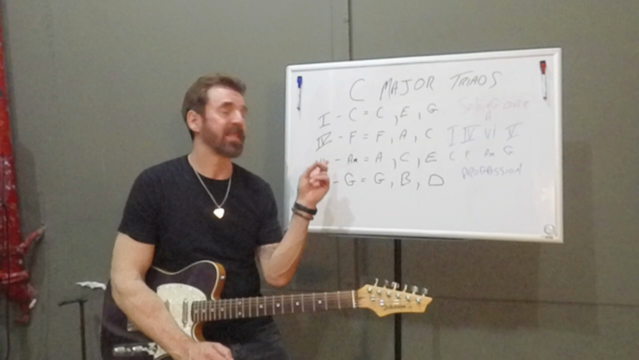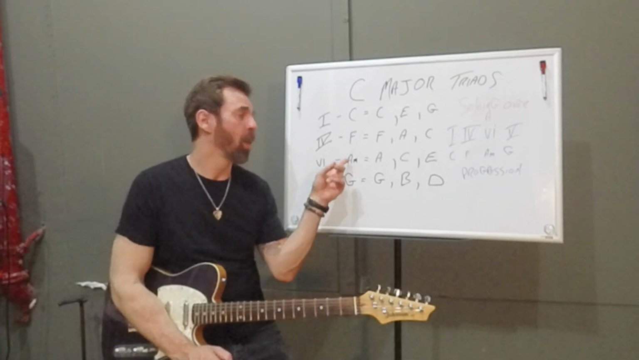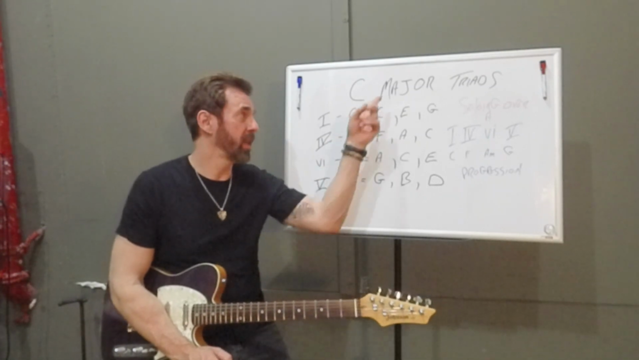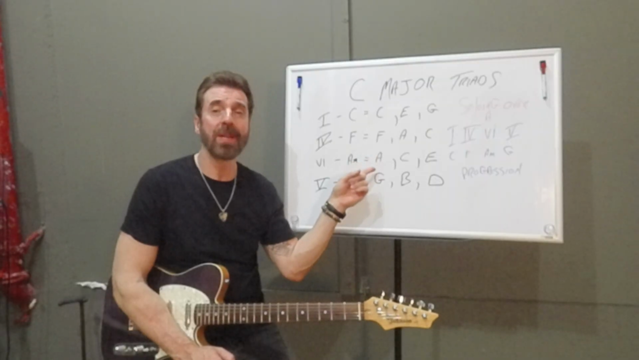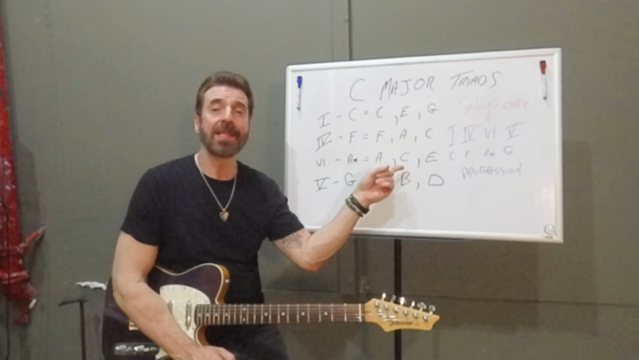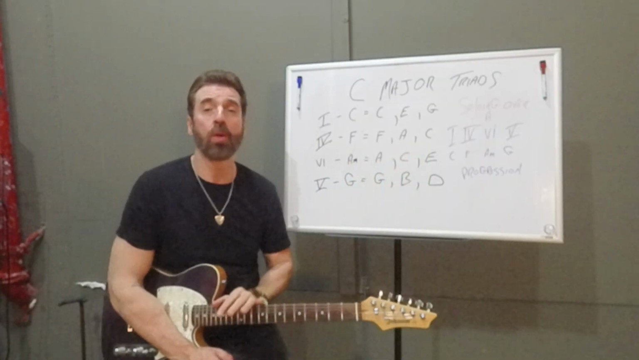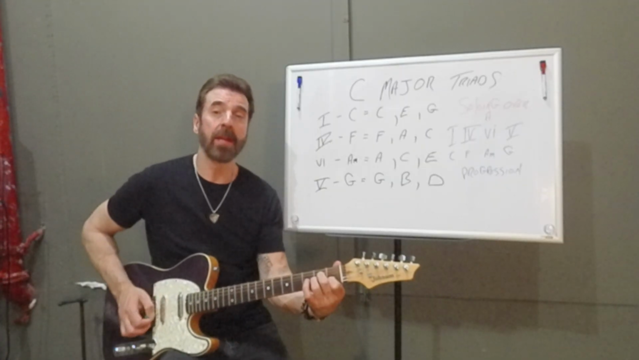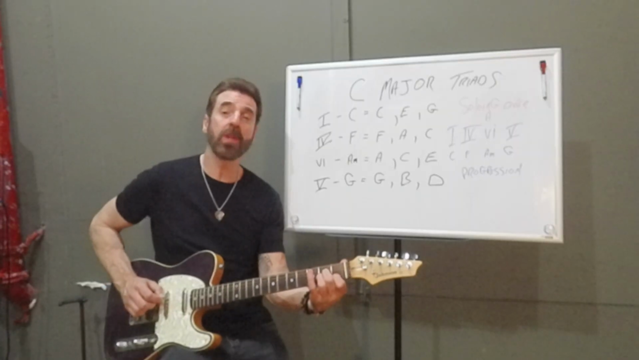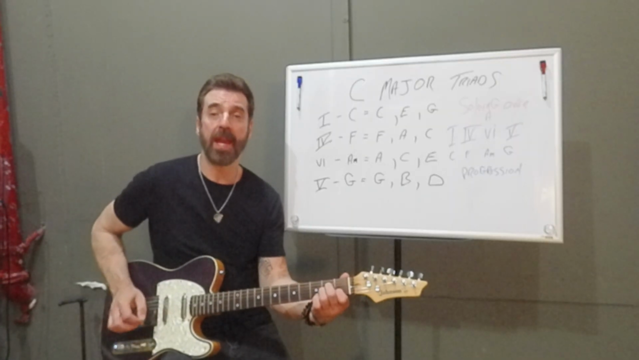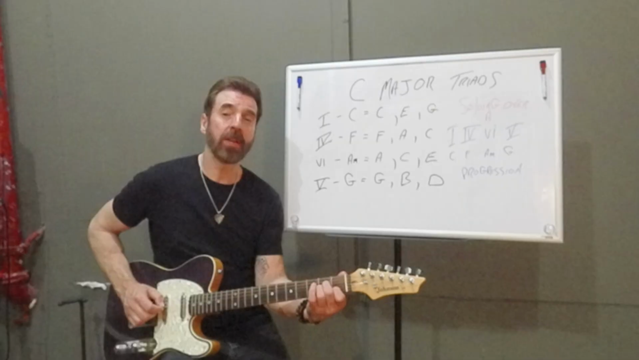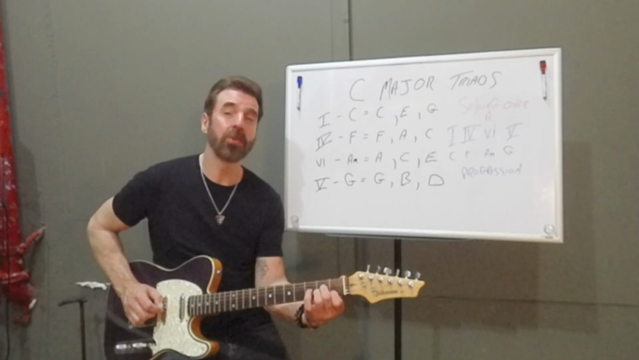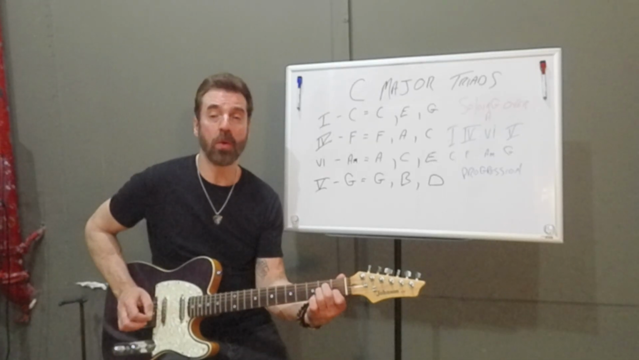Okay? Now the 6th chord, our A minor, is the 6th chord in the key of C major. So the root is A, the 3rd is C, and then the 5th of the chord is E. So say we have a regular A minor chord here in open position. The 5th string open, that's your root, that's your A. And then the 2nd finger on the 4th string, on the D string, is your E. So that's the 5th of the chord.